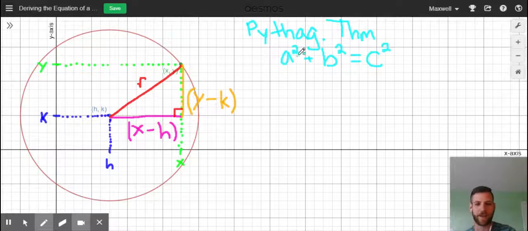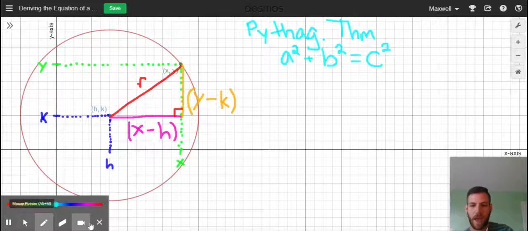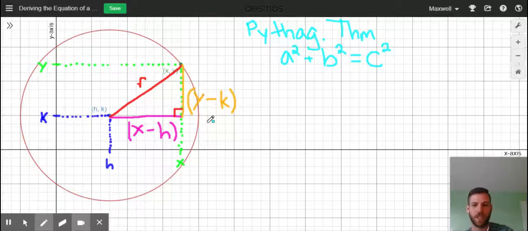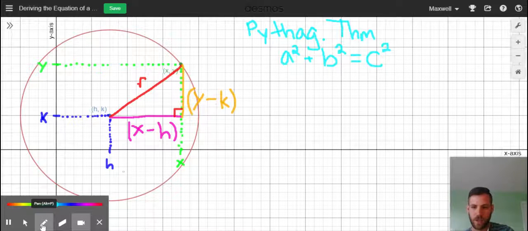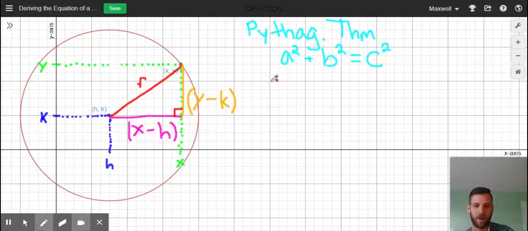I have the Pythagorean Theorem in how it normally works written out here in light blue. Pythagorean Theorem is a squared plus b squared equals c squared, where a and b are the legs of a right triangle and c is the hypotenuse. And this is true no matter what. And we want to just apply that to what we just did. We have two legs of our right triangle in our circle. We have x minus h is one leg, and y minus k is one leg. So we can kind of use those same colors to write out our theorem using this now.